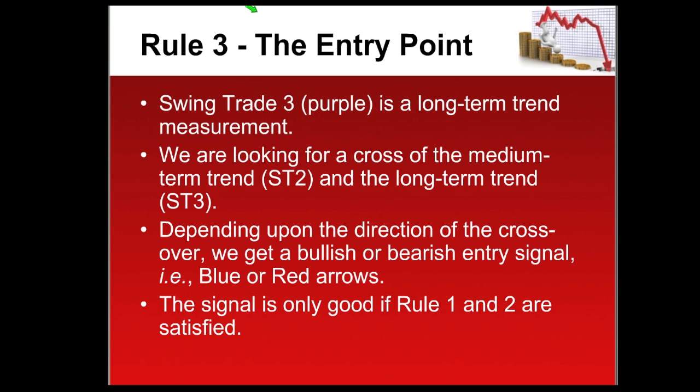Now, these trade entry signals are only good if they are consistent with rules 1 and 2. In other words, if you get a bullish arrow, a blue arrow, it is only a valid signal if the RMO is in a bull phase and Swing Trade 2 is in a bull phase. So everything has to line up. You need to get three dots in a row.